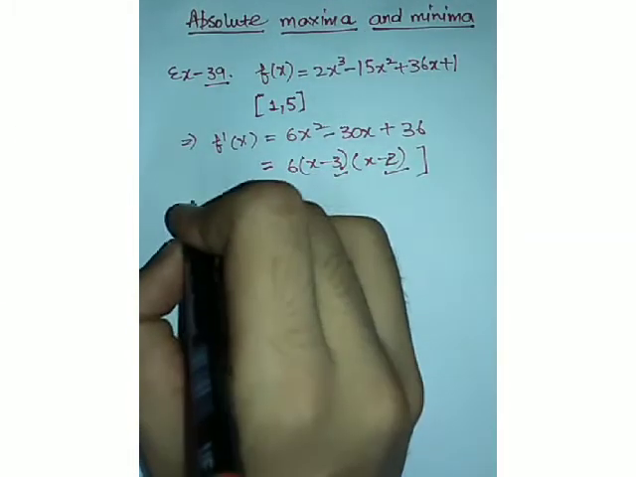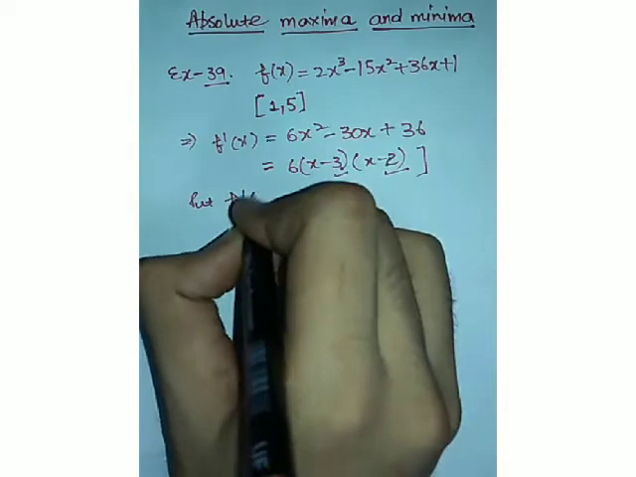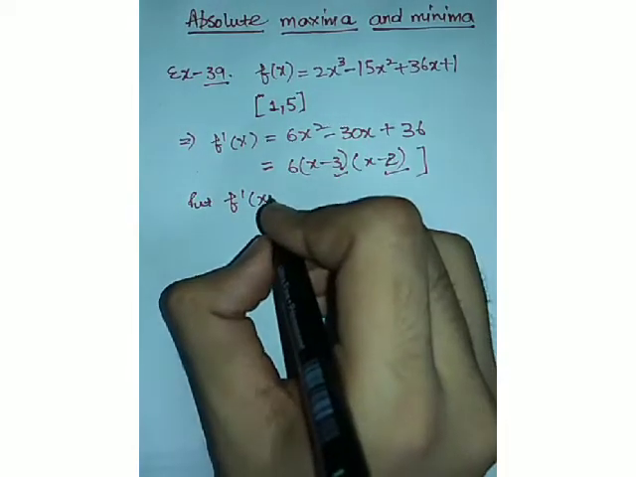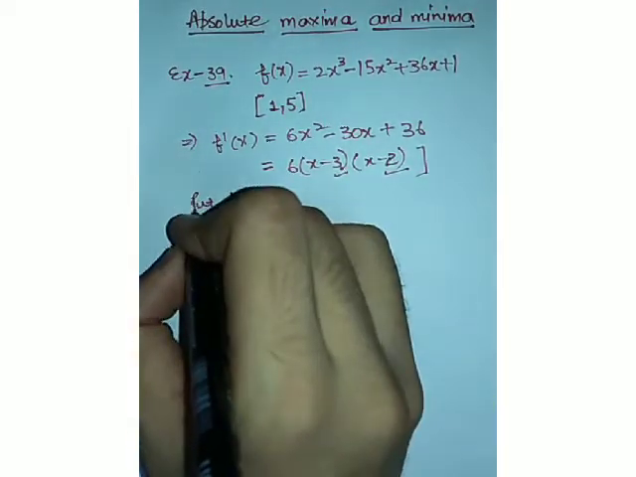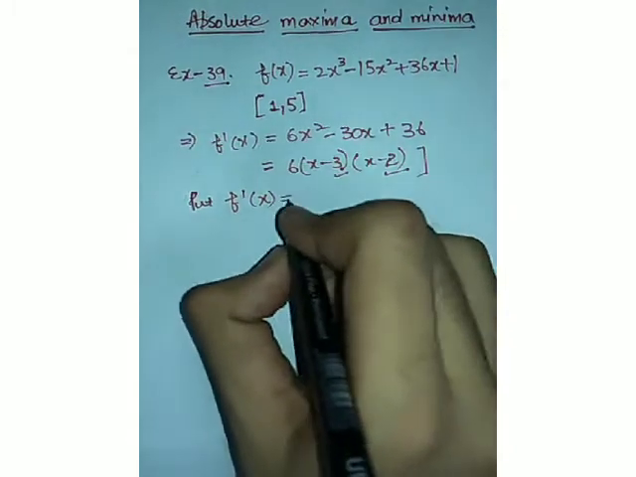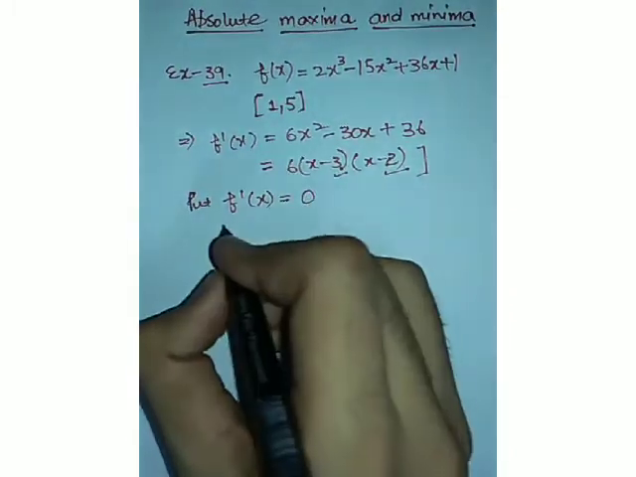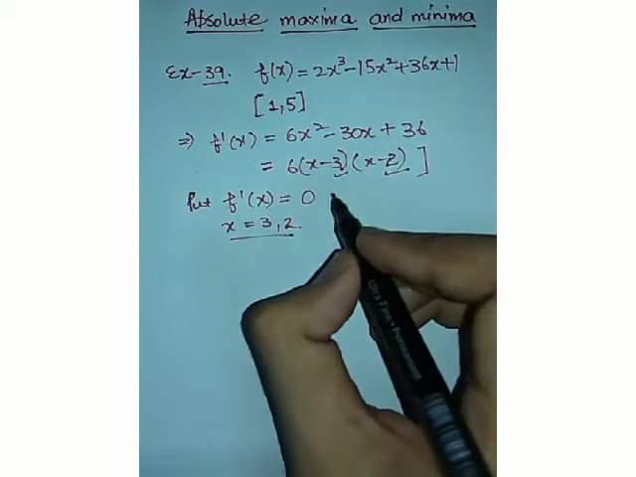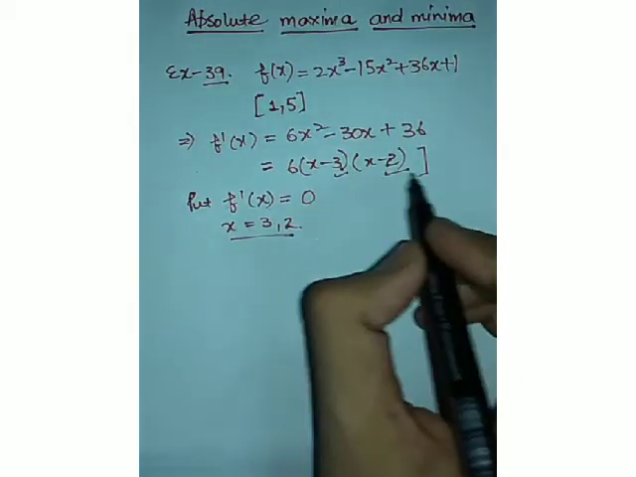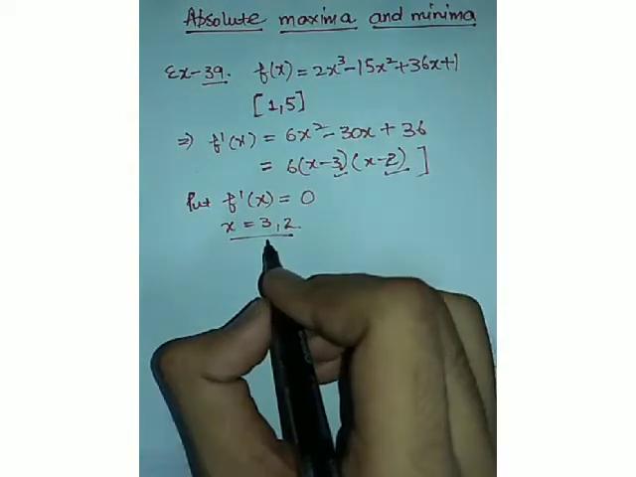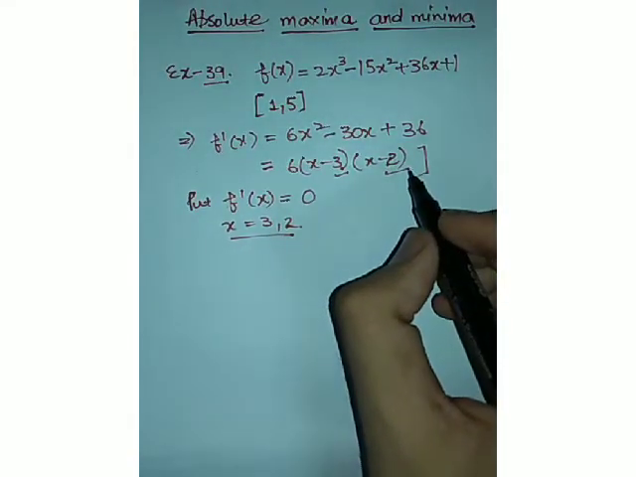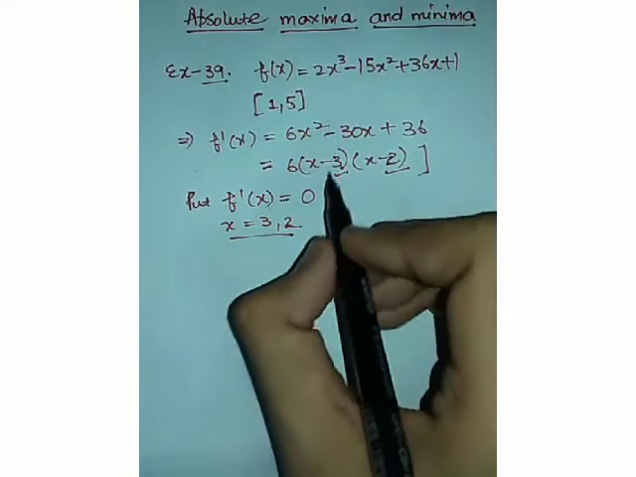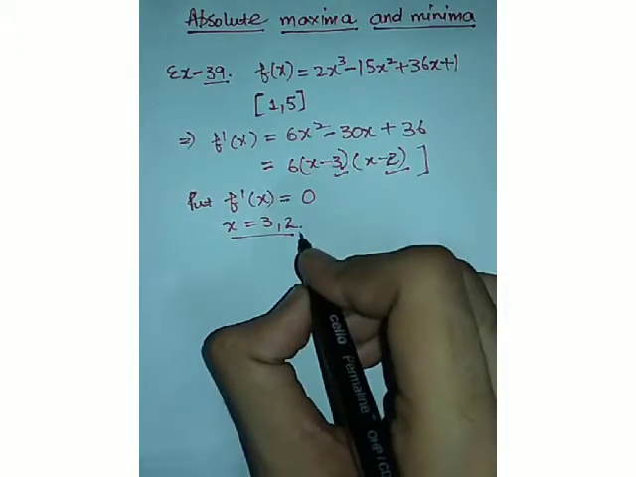Now put f dash x is equal to 0. Most of the steps are identical to the first derivative test or the other things that we have done so far. So f dash x is equal to 0, you will get x is equal to 3 and 2. Clear? Because 6 will never be 0, and when x minus 3 is 0 it gives x equal to 3, and when x minus 2 is 0 it gives us 2. So x is equal to 3 and 2.